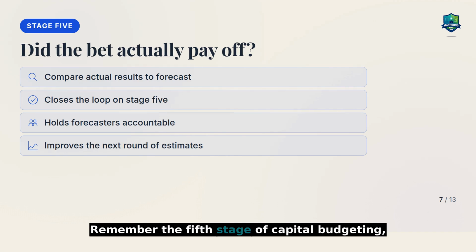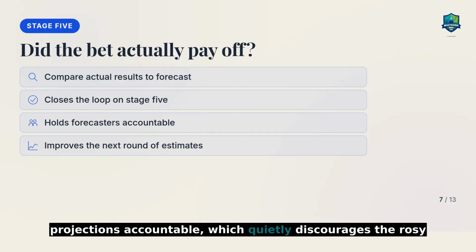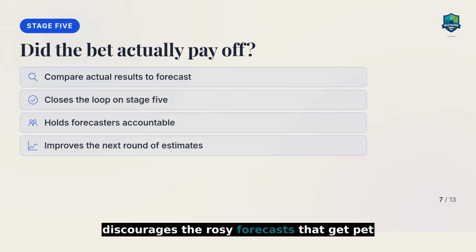Remember the fifth stage of capital budgeting: implement and learn. The learning happens through the post-investment audit. After the project has run for a while, you go back and compare what actually happened to what the forecast promised. This does two things. It holds the people who made the projections accountable, which quietly discourages the rosy forecasts that get pet projects approved, and it sharpens the company's estimating for the next decision. A capital budgeting process without a post-audit is a process that never finds out whether it is any good.